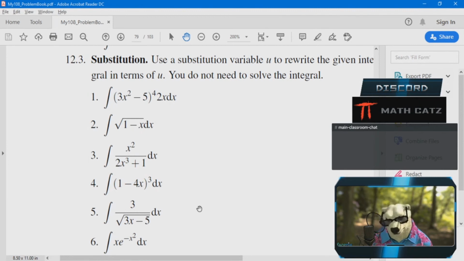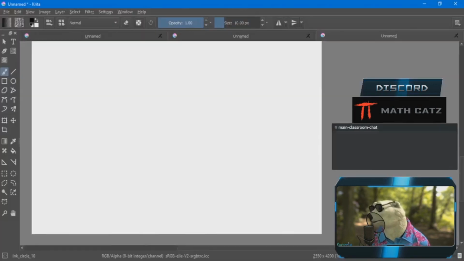Let's see. Ooh, let's do number 3. I don't want to skip any of these. Well, I'll skip number 4. That one's a little straightforward. Number 3, x squared over 2x cubed plus 1. x squared over 2x cubed plus 1. Did I remember it right?